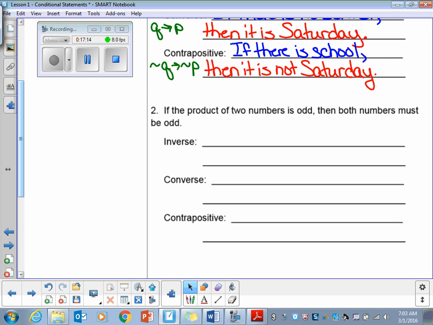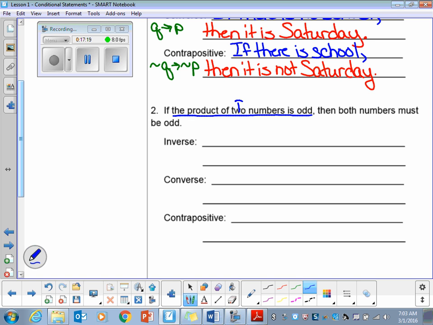Let's take a look at the next one. If the product of two numbers is odd, this is my hypothesis. Okay, remember, product means to multiply. So 3 times 5 is 15, for example. Then both numbers must be odd. That is my conclusion. Alrighty. Inverse means to negate the hypothesis and conclusion. So not P, therefore not Q. So my hypothesis, the product of two numbers is odd. To negate that, the product of two numbers is not odd.